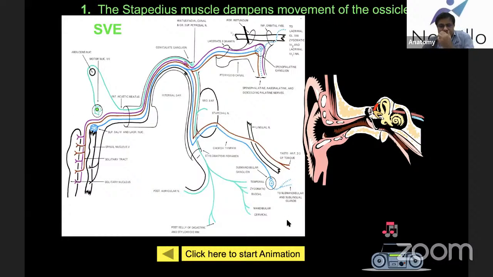Now look here, we will talk about the function of stapedius. See here in the animation, this function is called special visceral efferent, right? How is this muscle going to interact?